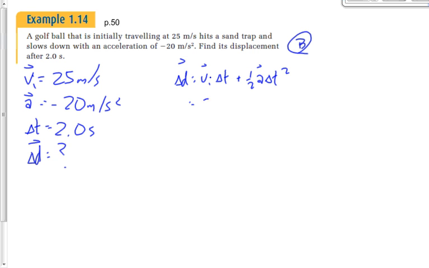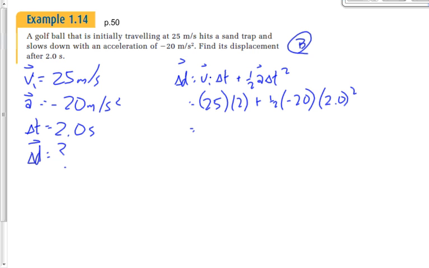VI is 25. T is 2. Be careful right here. A is neg 20. If you make that a positive 20, then you're going to get the wrong answer. And if this happened to be a multiple choice question, which it probably wouldn't in physics 20, in physics 30 it would be, but if it happened to be a multiple choice question, you forget that negative in front of the 20, you're going to get a different answer than the correct answer. And that answer is going to be one of your choices. So read carefully. Make sure you identify when it is negative and positive and plug it in accordingly.